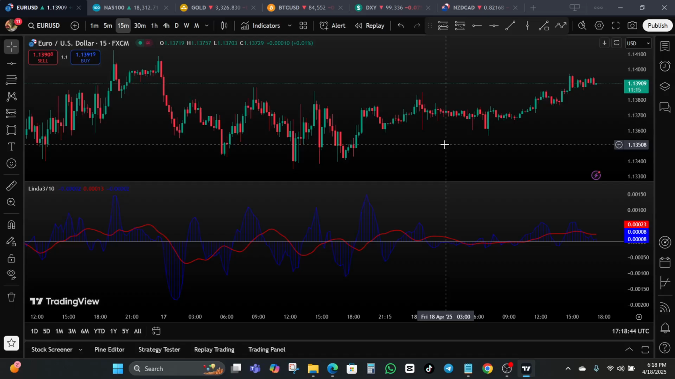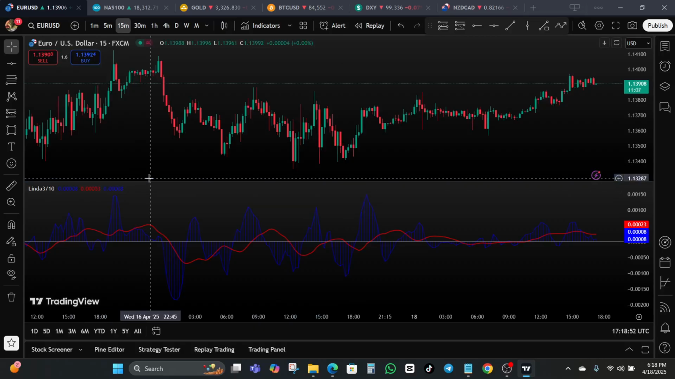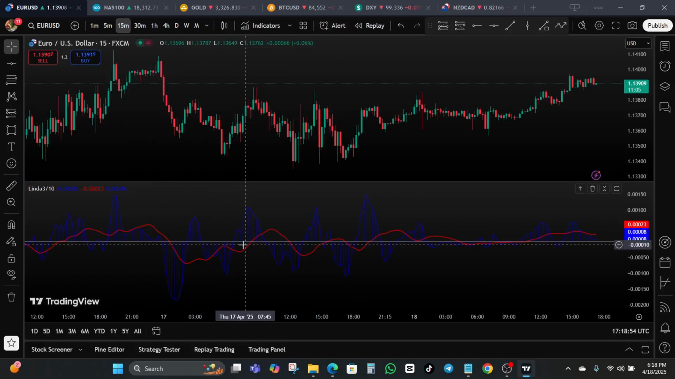Now let us break it down. In this variation, the 3 and the 10 represent EMAs that are used to calculate the MACD line. Then the signal line is a 16-period moving average of that MACD line. The result is a much more sensitive indicator that highlights momentum flips the moment they happen.